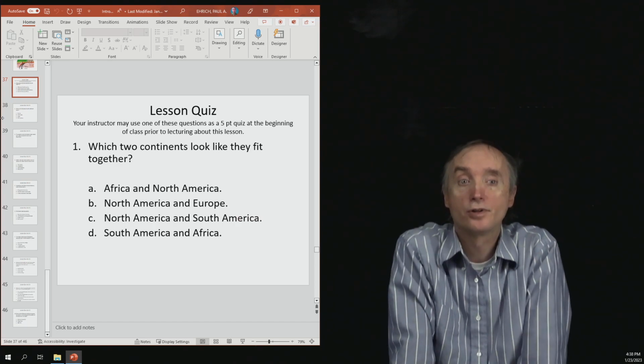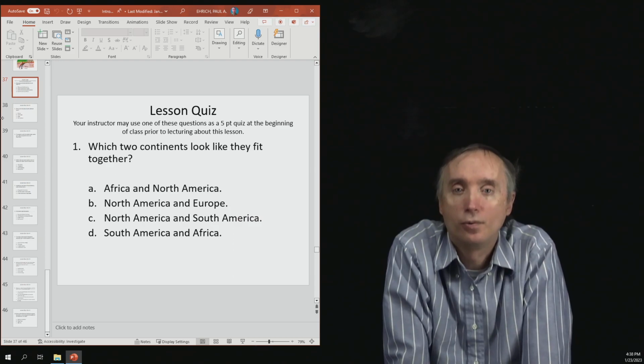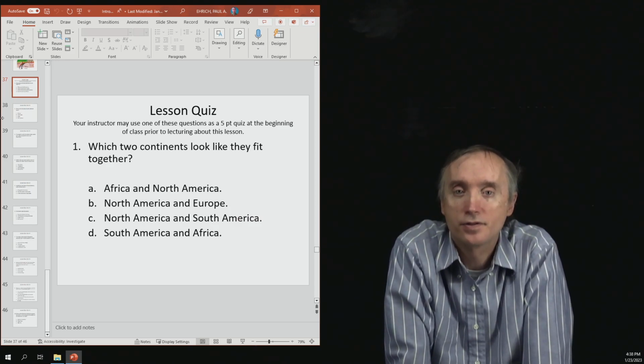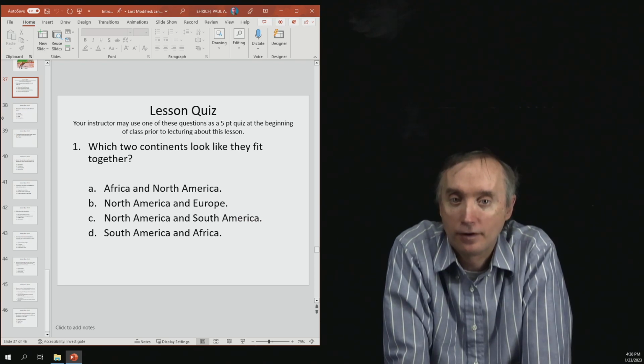Okay, I'm back, and now we're just going to take a quiz over what you've learned today. So, question number 1. Which two continents look like they fit together? Okay, that is going to be South America and Africa.